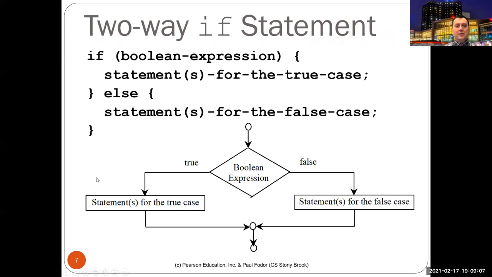So this is a two-way if statement. If Boolean condition enclosed in parentheses, then statements for the true clause, else statements for the false clause. You will basically have a flowchart like the one that we have below. You have the Boolean condition. If it's true, execute statements for the true clause. If it's false, execute the statements for the false clause. In either case, continue after those statements with the rest of the code.